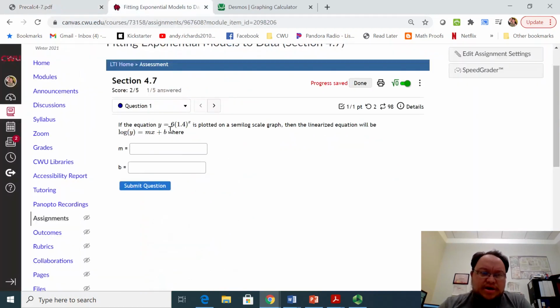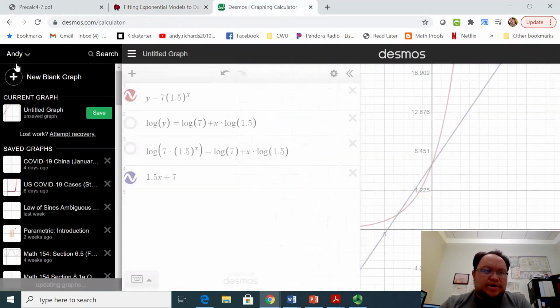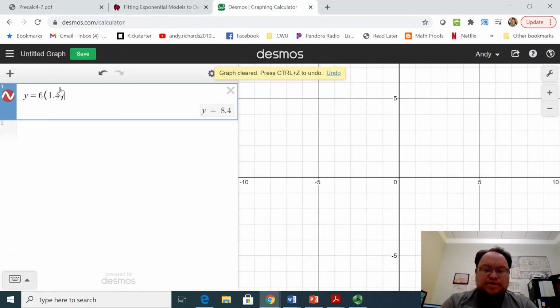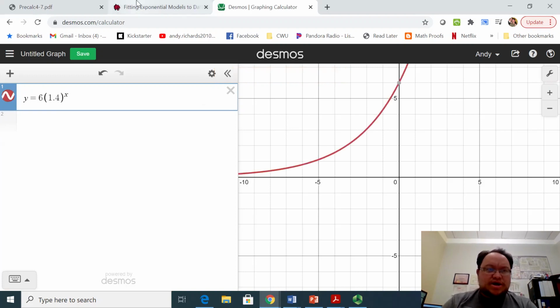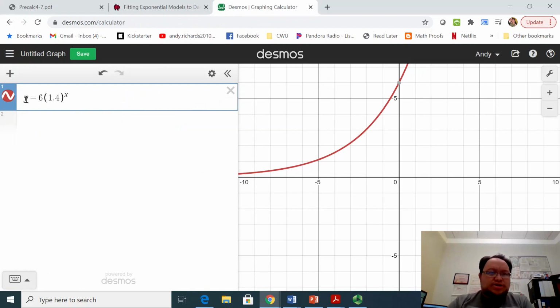I'll go ahead and use this question. So in this case, I have some y equals 6 times 1.4 to the x. So I'll go ahead and open it up here. So we have some y equals 6 times 1.4 to the x, right? So that is my function here, and I need to change this to a logarithm.